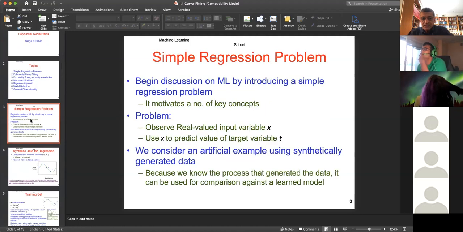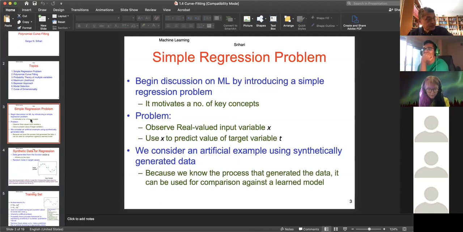Okay, so let's look at a simple regression problem. The reason we look at it is it motivates a number of key concepts, as I mentioned already. The problem is we observe a real-valued input variable and then use that input variable to predict the value of a target variable. So we are getting some input from a sensor. A robot is moving and it is seeing some input coming into the radar or something like that.